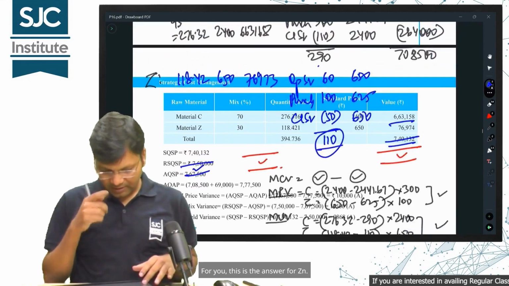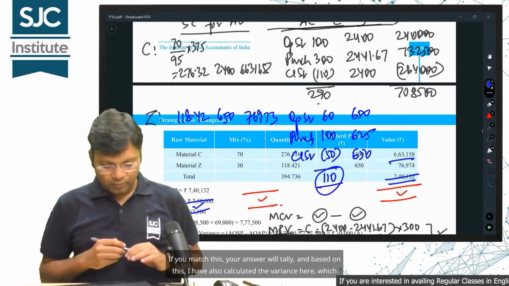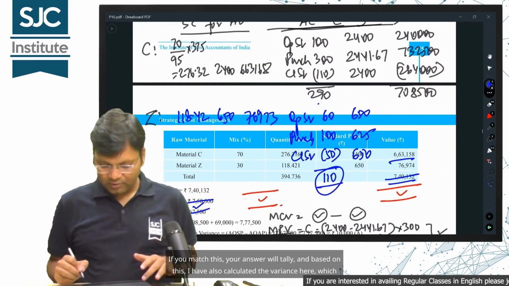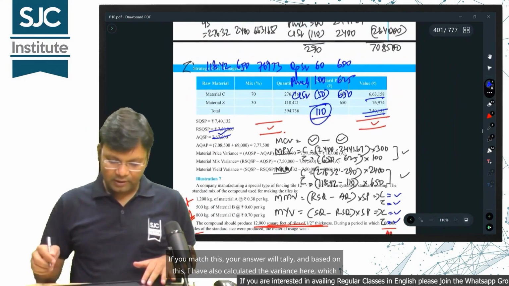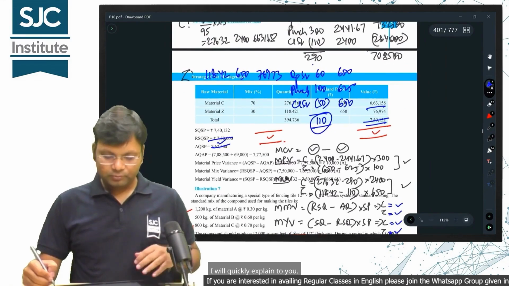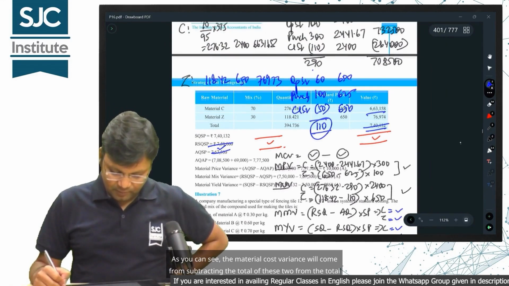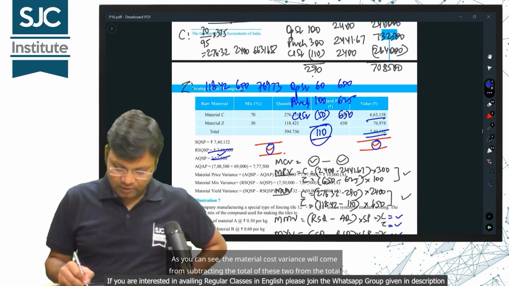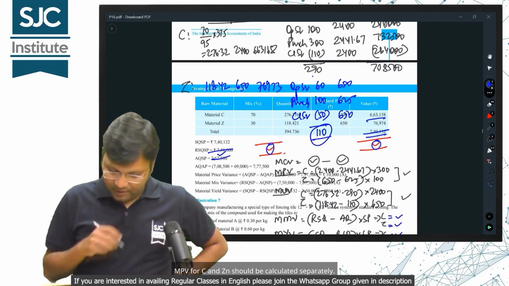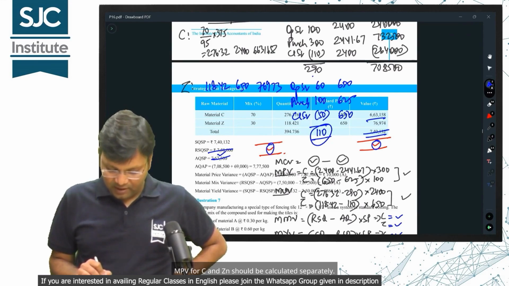Alright, so I have already done the next part. For you, this is the answer for Zn. If you match this, your answer will tally, and based on this, I have also calculated the variance here, which I will quickly explain to you. As you can see, the material cost variance will come from subtracting the total of these two from the total of these two. MPV for C and Zn should be calculated separately.